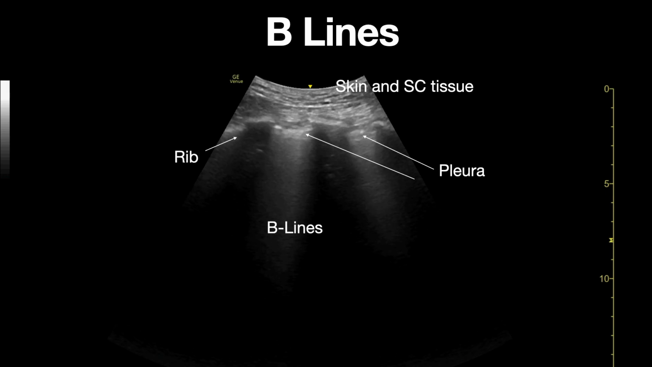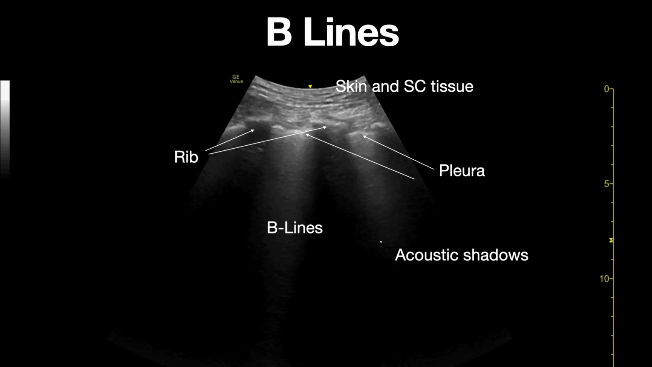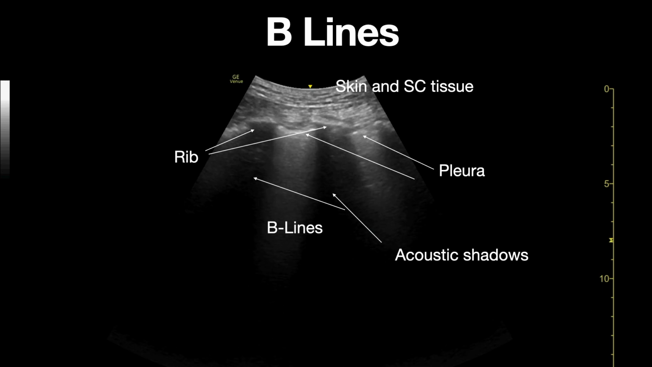Other structures that we can see are the ribs, and we can see their acoustic shadowing. Again, B lines, like A lines, are only artifacts and do not represent a structure.